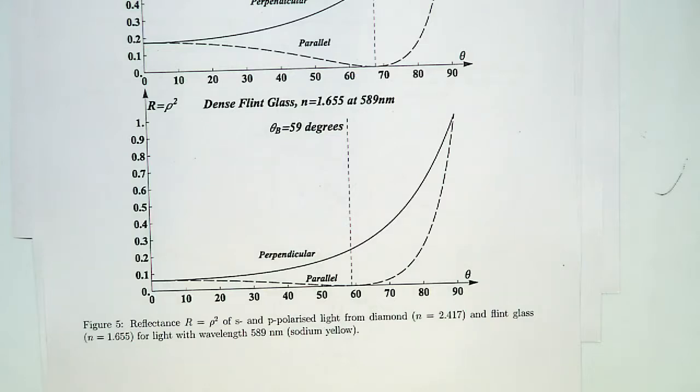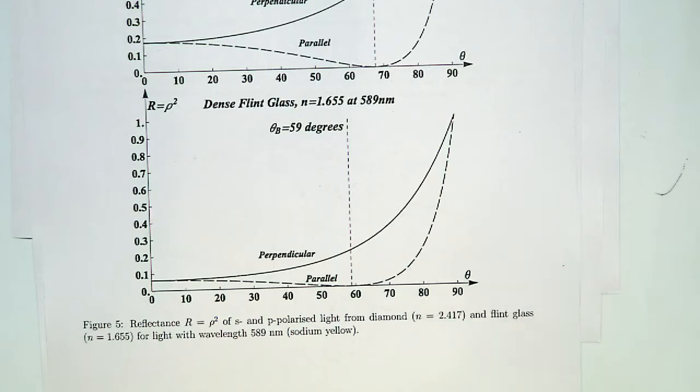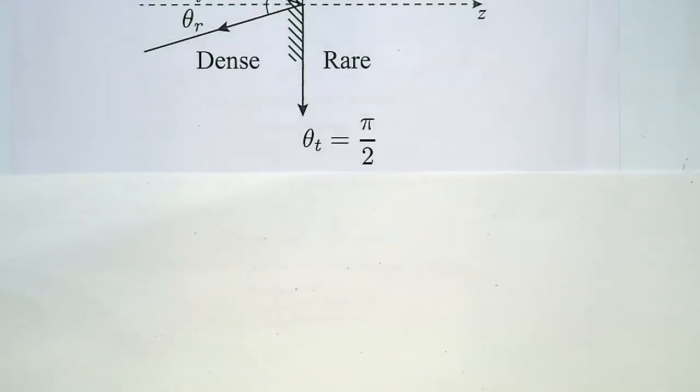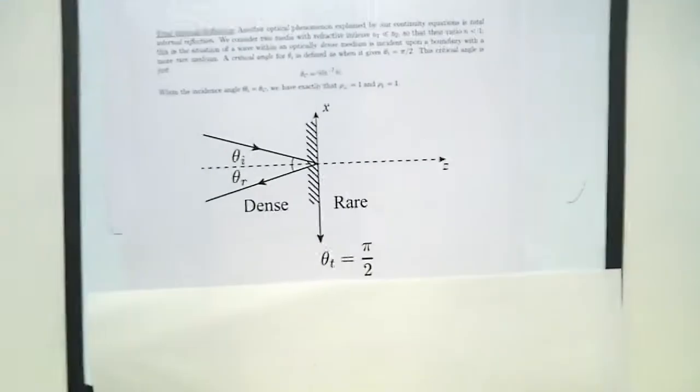Now you see here, as the angle goes right up to 90 degrees, this is going from a rare medium into a dense medium, we gradually get more and more reflection. Okay, so another situation, of course, is the other way around, where I'm going from a dense medium to a rare medium. Okay, so the other thing that can occur is total internal reflection.